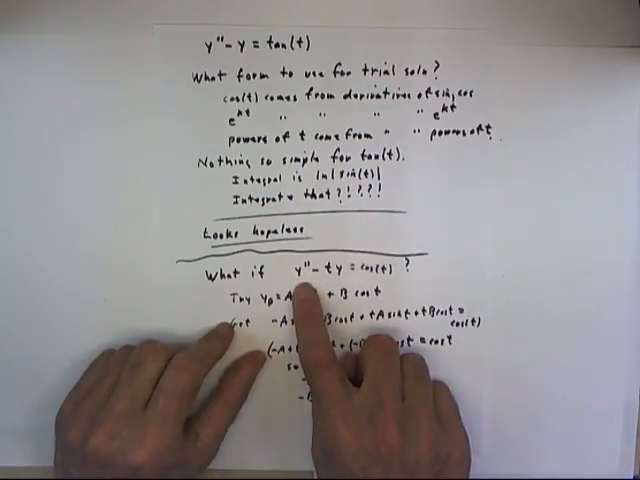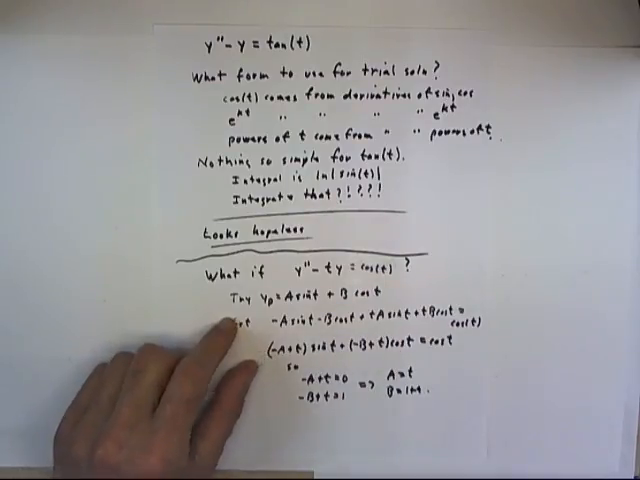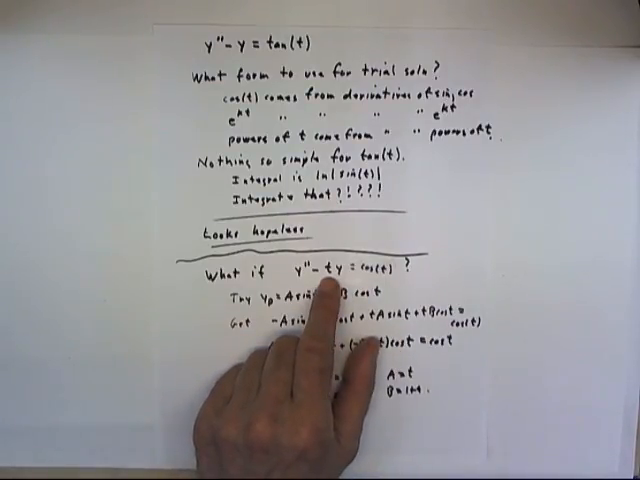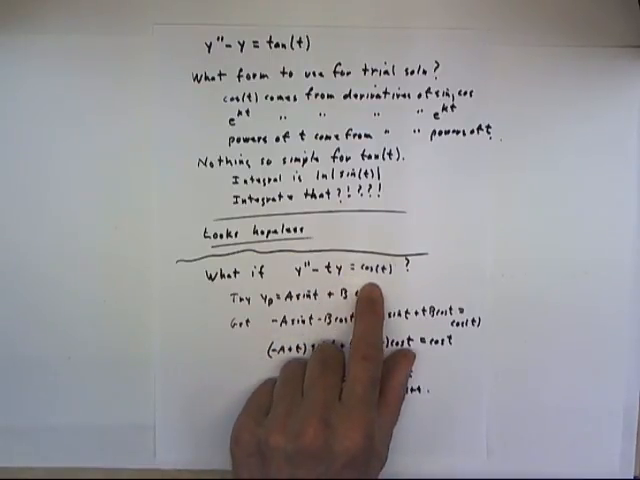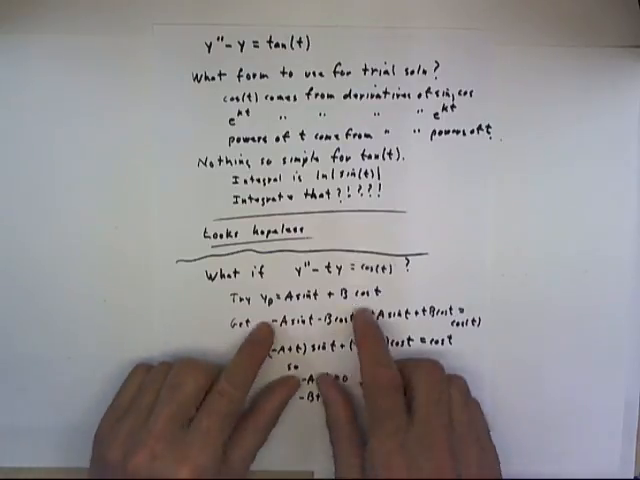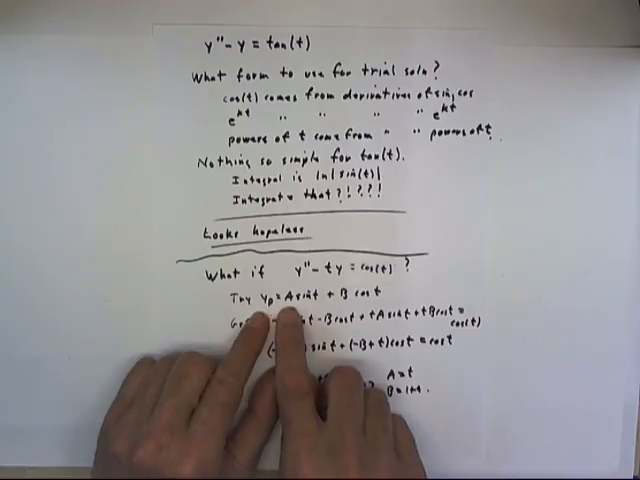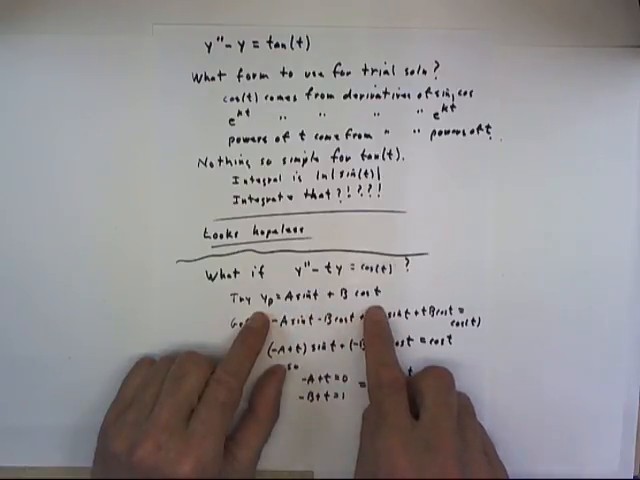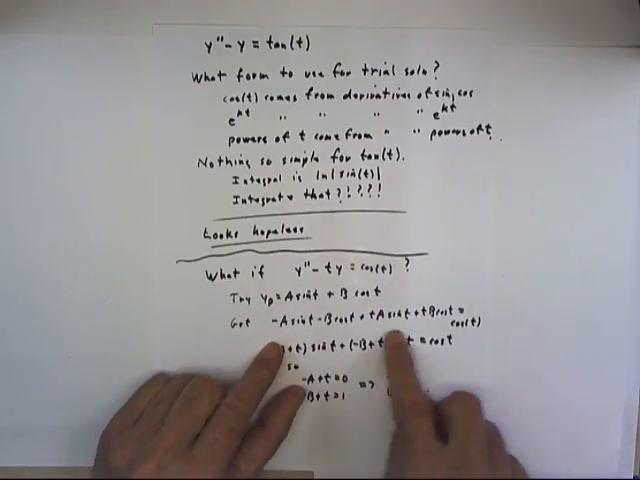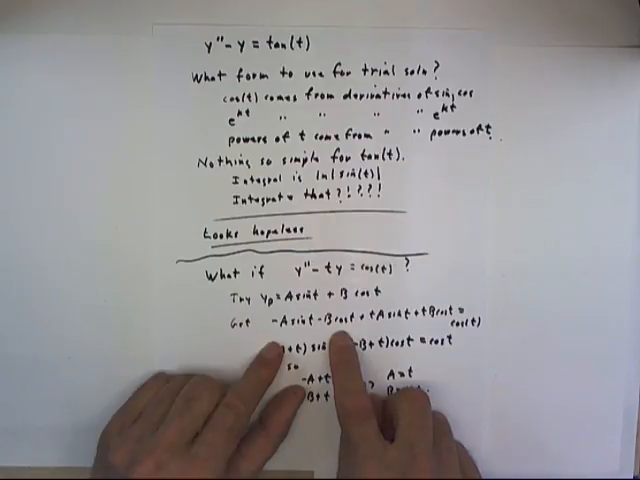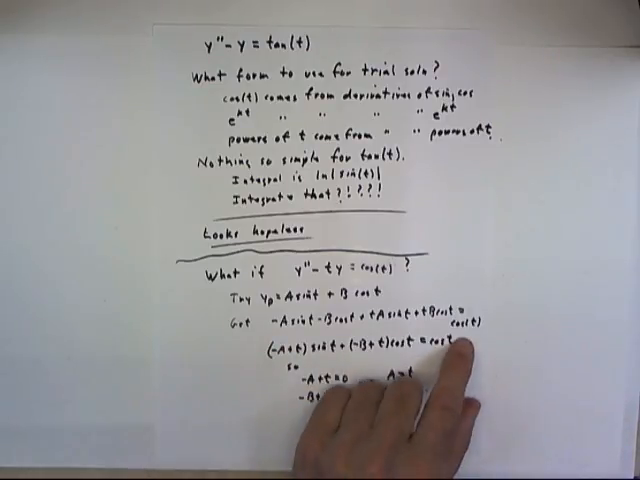If we had an equation like y double prime minus ty equals cosine of t. Now, if it wasn't for the t here, we'd be fine. We'd be back to an equation we've already seen. Y double prime minus y equals cosine of t is not that difficult to solve. We could try the same thing we tried before, try a particular solution, a sine of t plus b cosine of t. And if we plug that into the equation, we end up with this, negative a sine t minus b cosine t plus ta sine t plus tb cosine t equals cosine t.